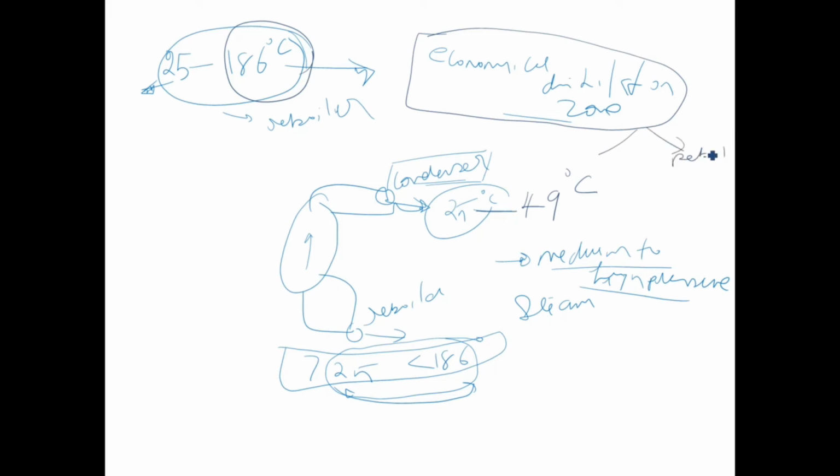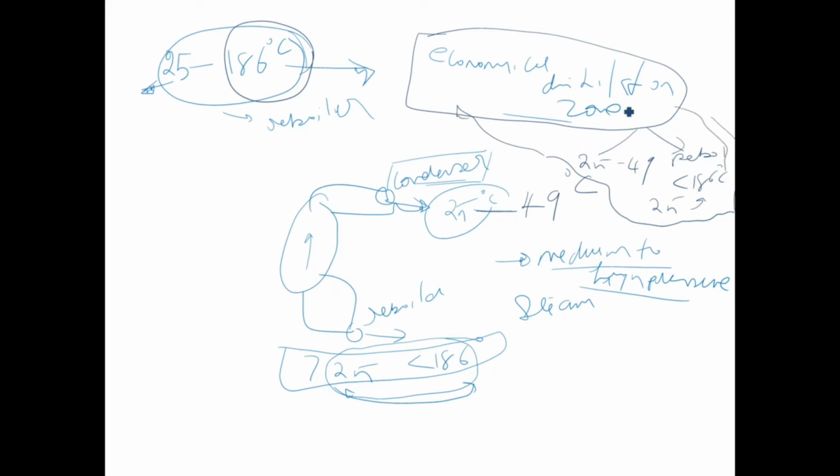So reboiler less than 186, maybe 25 to 186, and then your condenser temperature should be 25 to 49. So if there is a way to do that, then we should be happy. If not, it's okay. Yeah?